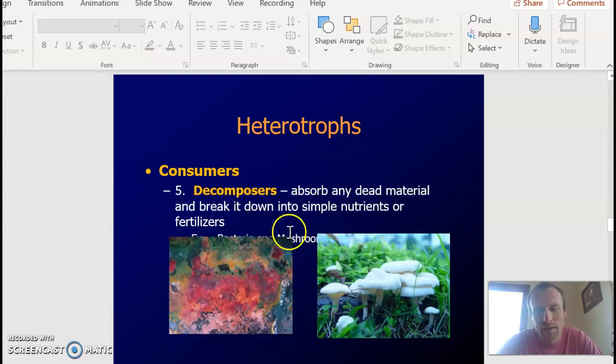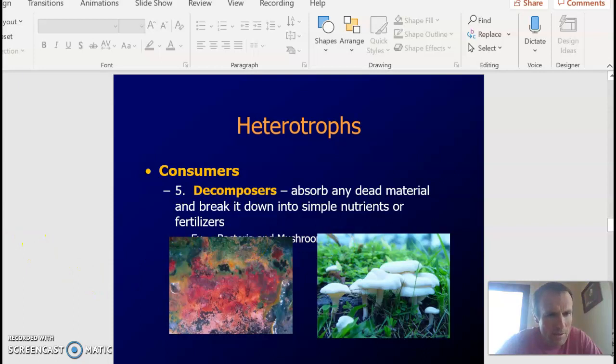And finally, we get to these decomposers. They are absorbing dead material, breaking it down. So decomposer versus detritivore. Decomposer doesn't really have a mouth. So decomposers are absorbing the nutrients through root systems and things like that. So the mushrooms here, they're not like moving around eating the dead stuff. They basically soak it up through their root systems, or hyphae as they're called.